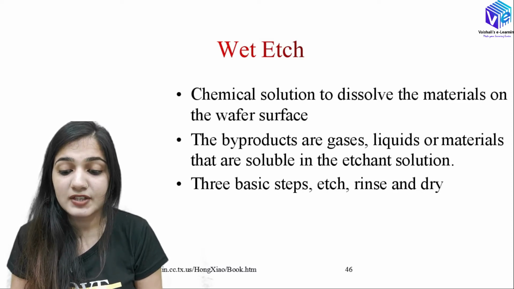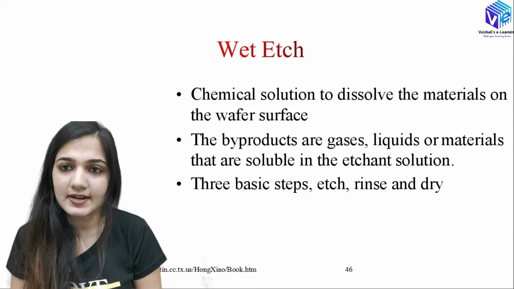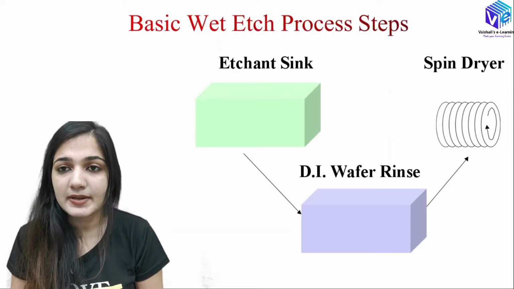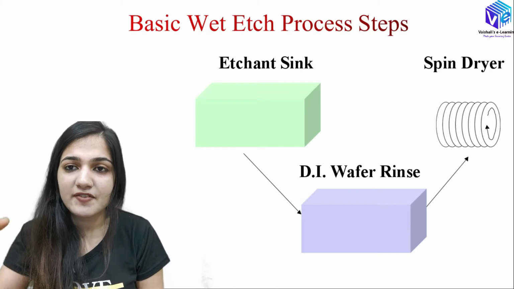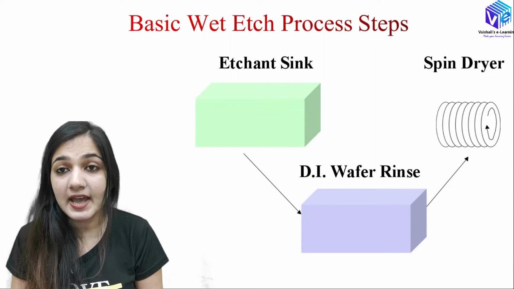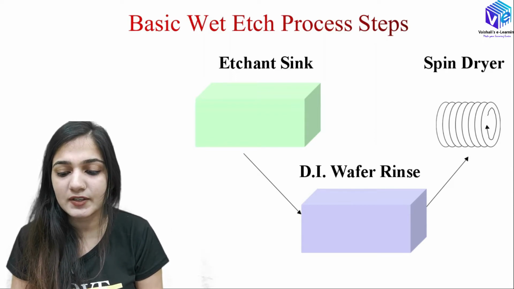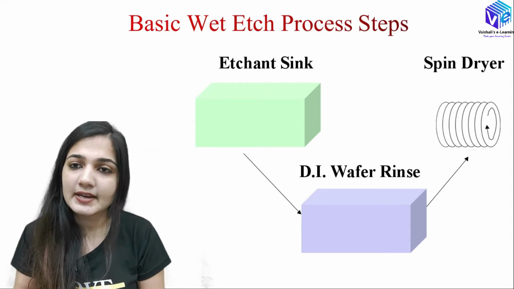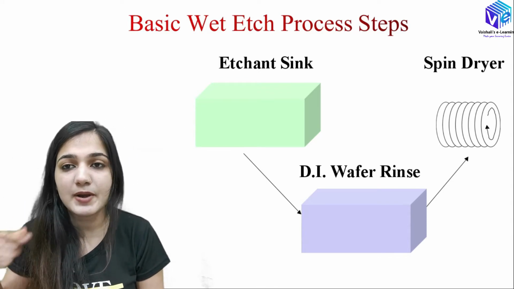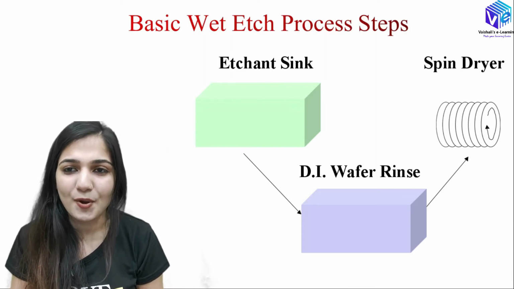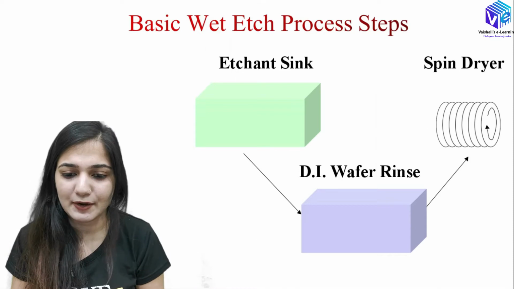Now here we have three basic steps: etch, rinse and dry. Okay, so first of all, I will be using some chemicals. I will be making my wafer sink into these chemicals. So this process is called the etchant sink. Okay, after that I have rinse process. Here I will be using the deionized water. So I will be rinsing this wafer in the deionized water and then I will be spin drying it. Okay, so I have already discussed about these processes in the oxidation, and I hope you remember it now.